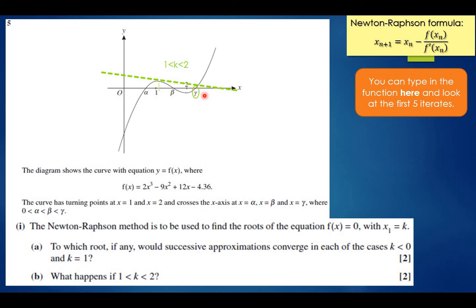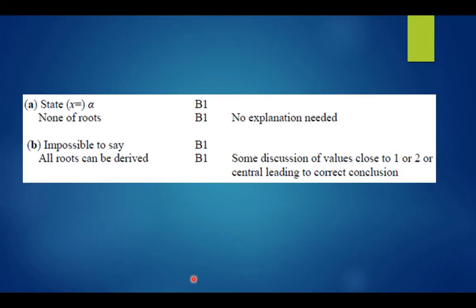What about if I try closer to 2? This is really close to 2, so about here, and this time we're going to be hitting the x-axis close to alpha, so we're going to reach alpha. And then somewhere in between, we're heading for beta. So in fact, what happens if k is between 1 and 2? We can't tell. It's impossible to say because it could go to any of the 3 roots.